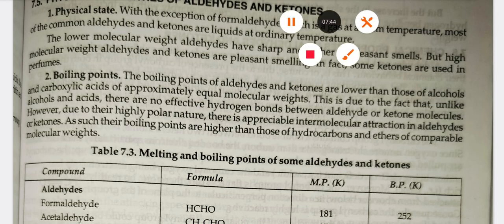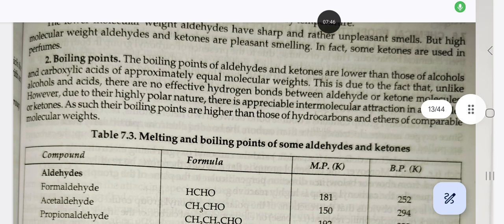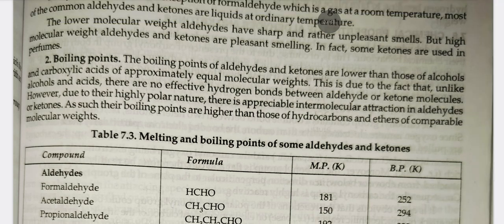Some ketones are used in perfumes, as they in fact give a pleasant smell.